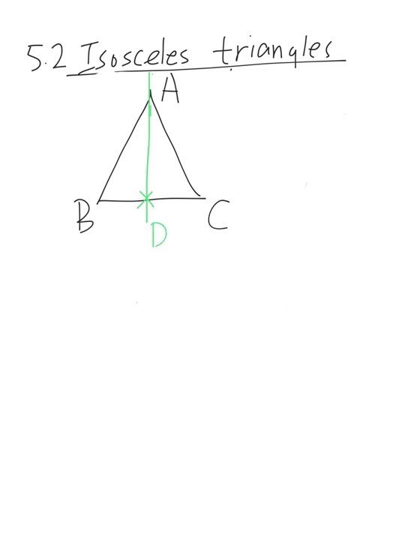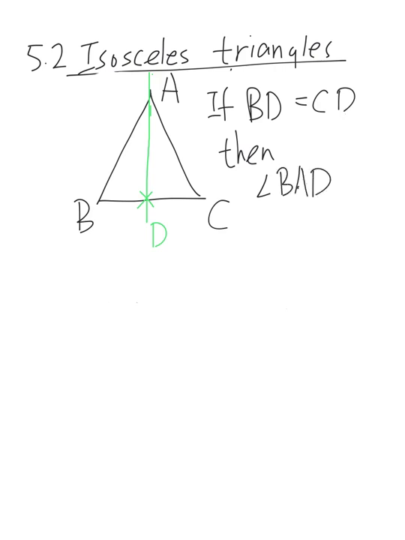So there are several situations. First, if we know that BD is equal to CD, then we find that these two will be true. So the first one is angle BAD is equal to angle CAD. So this angle will be equal to this angle. And also we will find that AD is perpendicular to BC. So this is perpendicular.